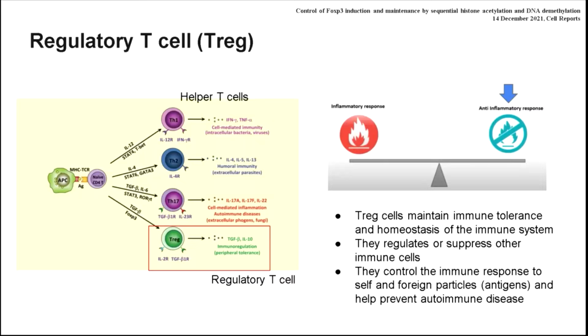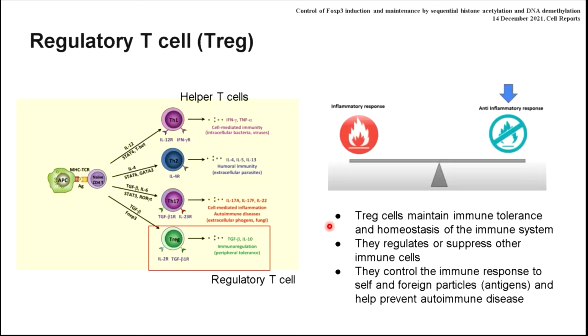Regulatory T cell is a type of the CD4 plus T cell which are differentiated from naive CD4 T cells, which is a precursor. Most of the naive CD4 T cells are differentiated into helper T cell like Th1, Th2, and Th17. Only some of the naive CD4 T cells become regulatory T cell.